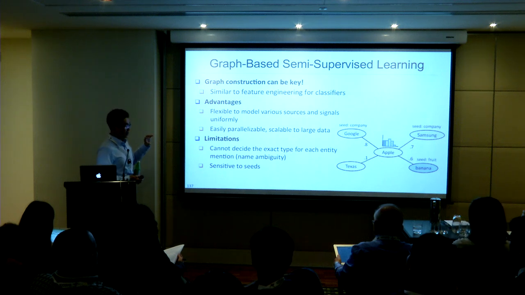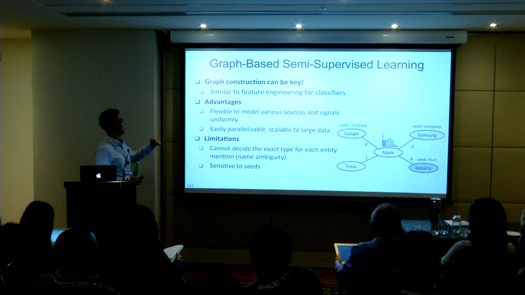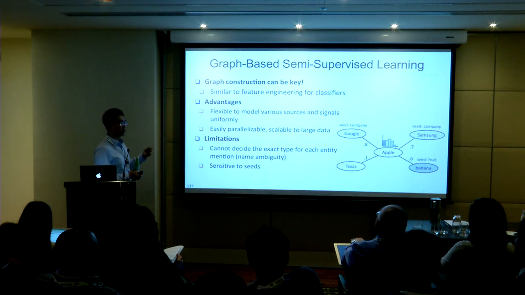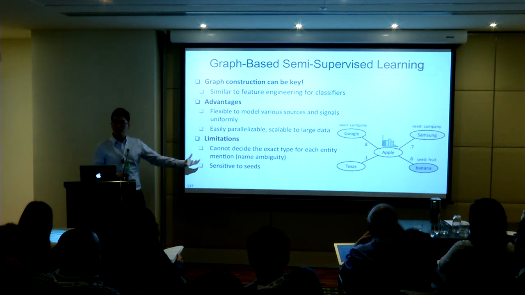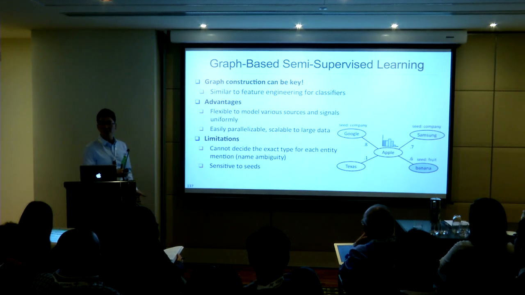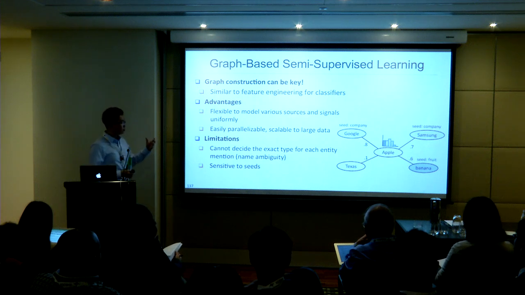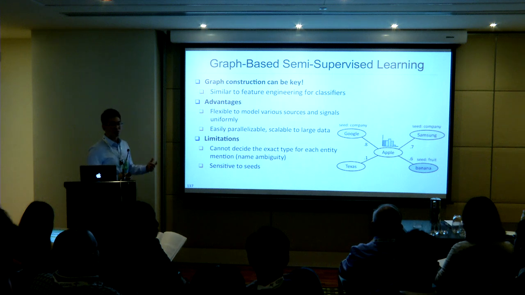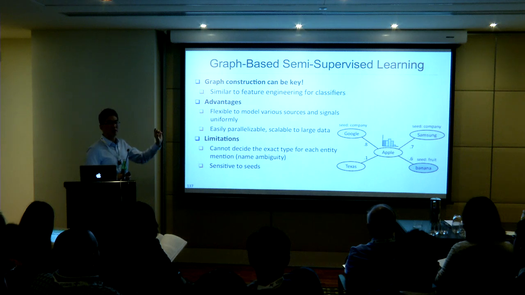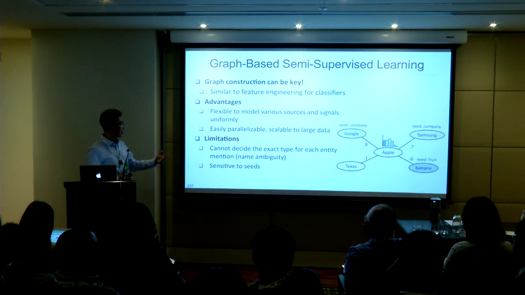Recall that we said features are the key for traditional supervised methods. In this setting, the graph construction is also the key. It's just like the feature engineering for the classifier. And the advantage is it's pretty flexible to incorporate different signals into the graph. You can take things from the knowledge base, from the web list, web table. You can take things from your domain dictionaries and so on. Since you can do this learning process in a parallelized way, this is very scalable to large data. Still, the limitation is you cannot decide the exact type for each entity mention because the nodes in the graph are still at the surface name level. So it's not an entity mention. So the Washington DC challenge still happens here. And it's pretty sensitive to the seeds.